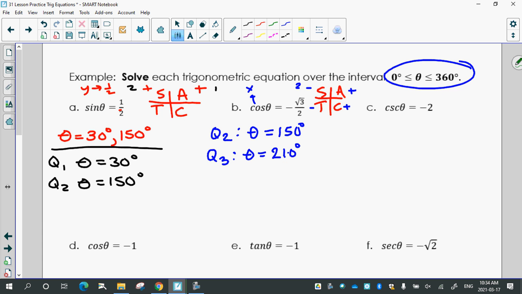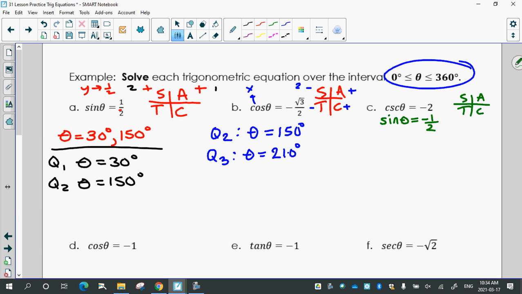All right. Cosecant theta equals negative 2. So the first thing I would do with this, going back to our reciprocal trig identities, is change cosecant to sine. So if cosecant is negative 2, then sine is negative 1/2, so that we can use the CAST rule. I'm going to do the reciprocal function and change cosecant to sine, but if I change cosecant to sine, I've got to change negative 2 to negative 1/2.